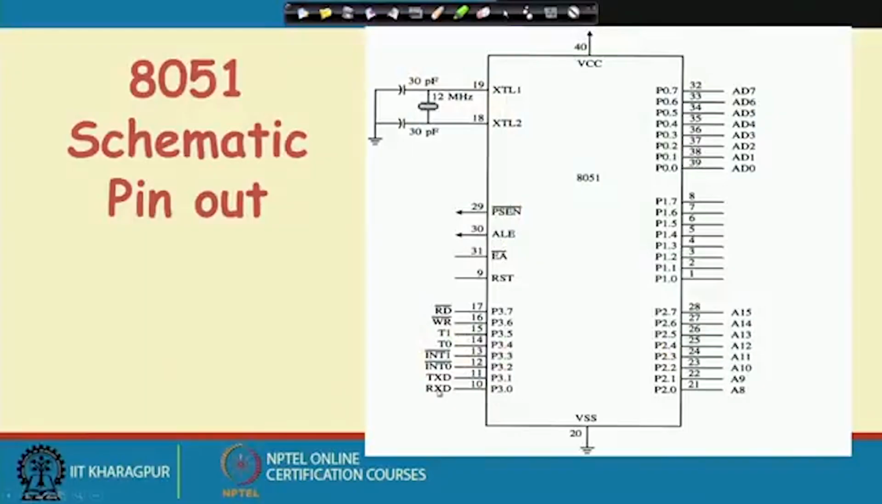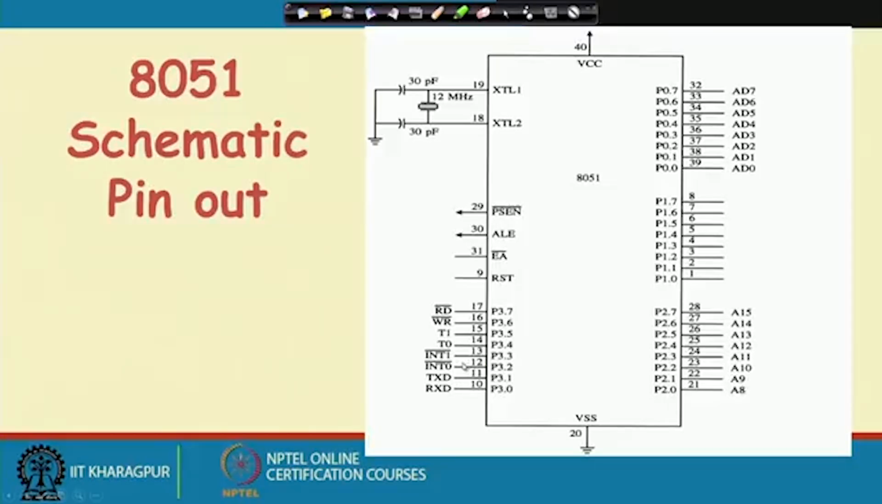Similarly, 3.0 is used for receive data and 3.1 is used for transmit data. These are for serial communication, like we have SID and SOD in the 8085. Here we have TXD and RXD. Then these are the two interrupts that we have from outside, INT0 and INT1. T0 and T1 are for the counter operation of the timers. Then ALE is the same as in the 8085, and PSEN bar is for external memory access; you can connect it to the read bar pin of the ROM. Then we have the crystals.